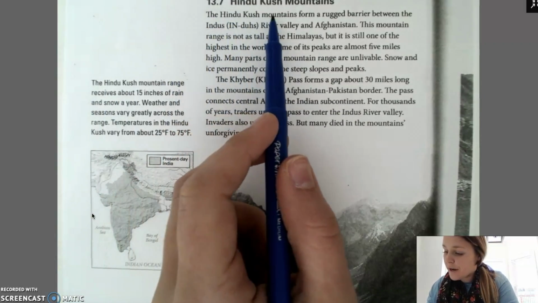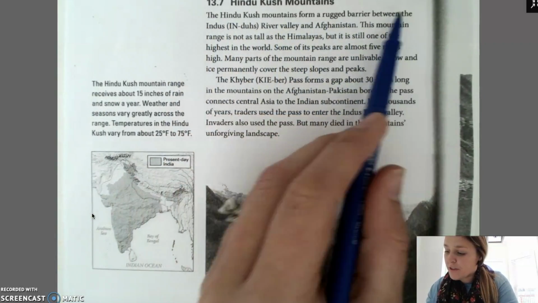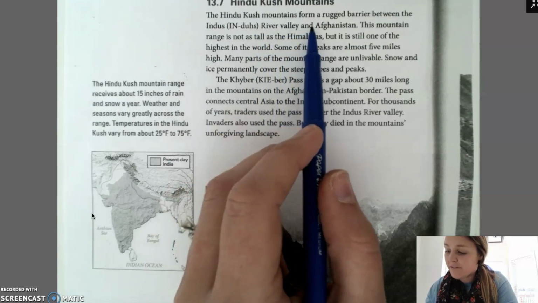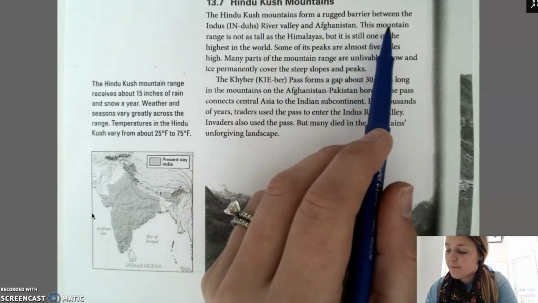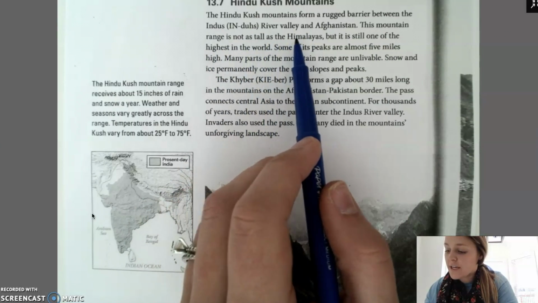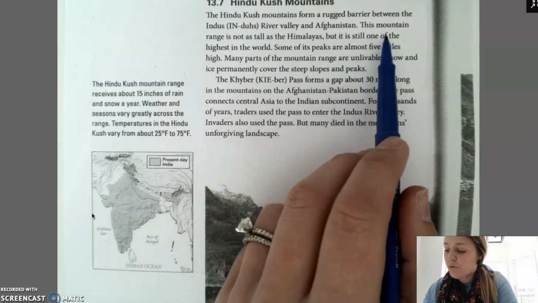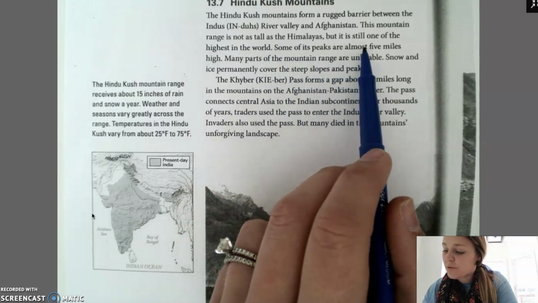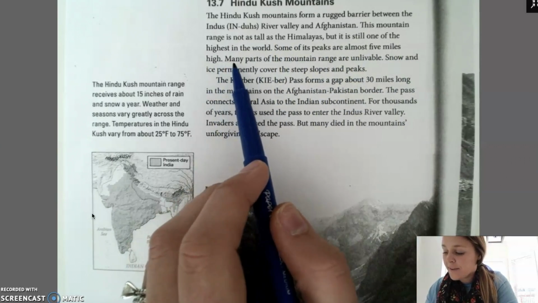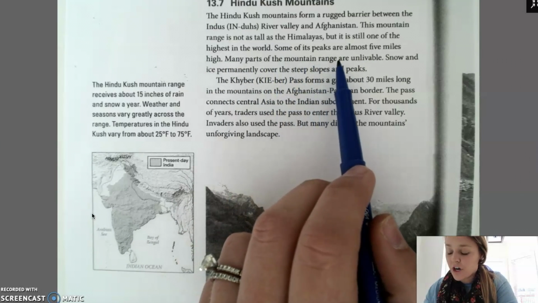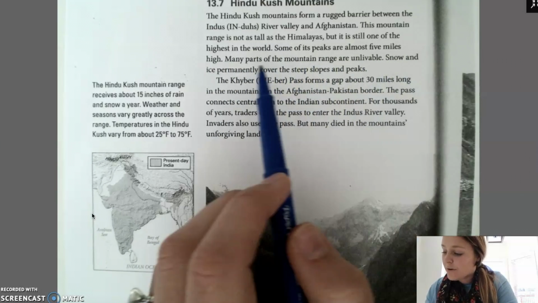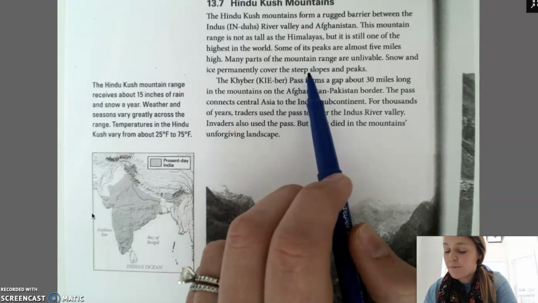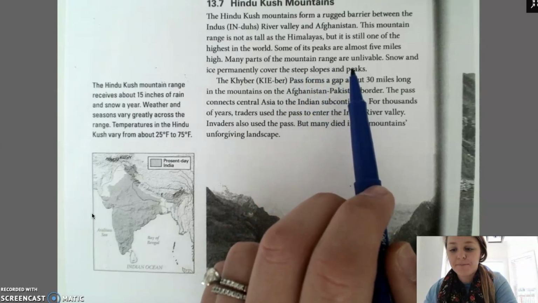The Hindu Kush Mountains form a rugged barrier between the Indus River Valley and Afghanistan. This mountain range is not as tall as the Himalayas, but it is still one of the highest in the world. Some of its peaks are almost 5 miles high. Many parts of the mountain range are unlivable. Snow and ice permanently covered the steep slopes and peaks.